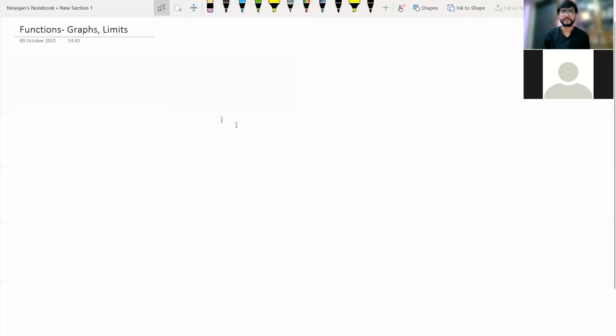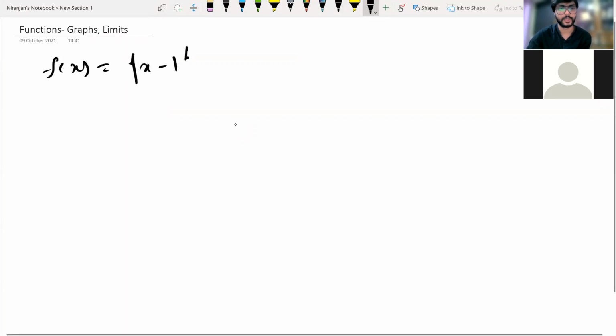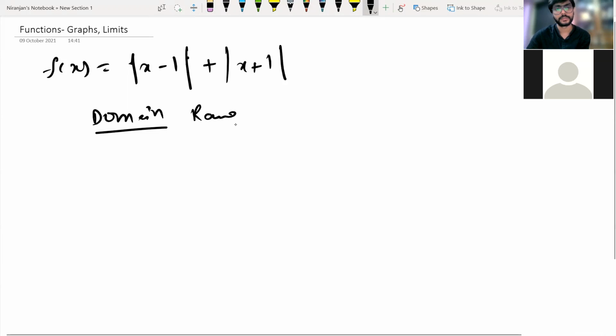Yes, so we have talked about domain and range in the last class, and now we need to talk about graphs. Let's do some quick problems, and then I'll start with a graph. If you have a function, let's say f of x equals mod of x minus 1 plus mod of x plus 1, then what is the domain and the range of this function? Calculate it and do it fast.